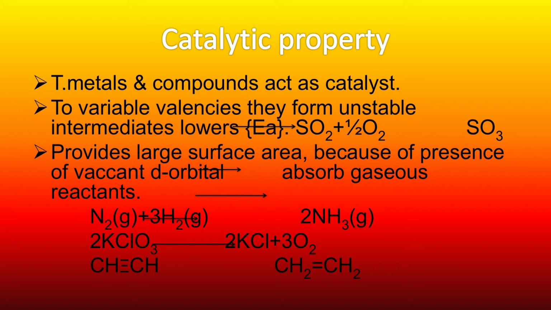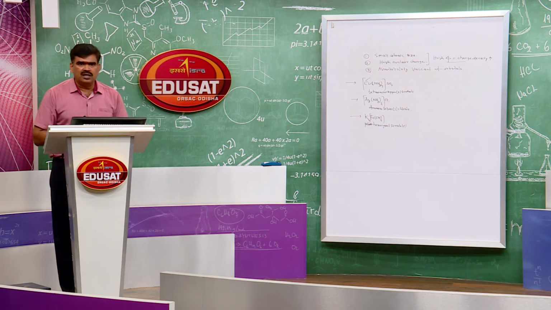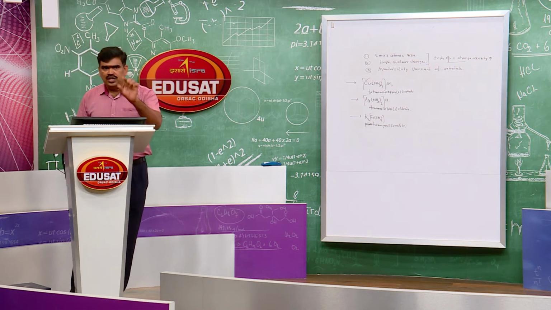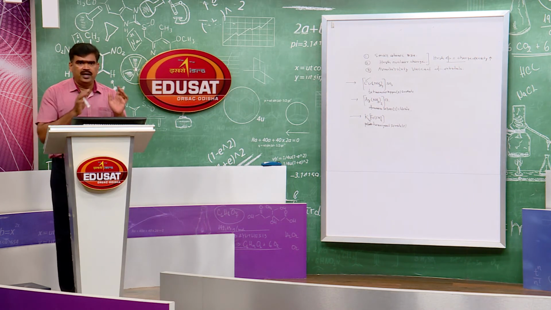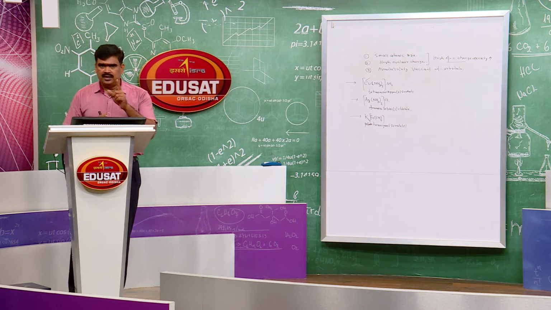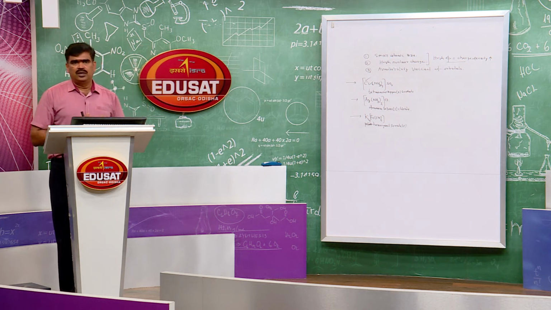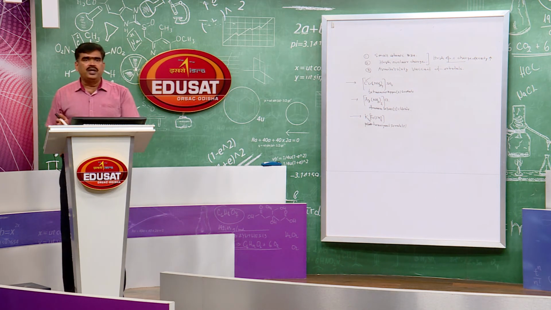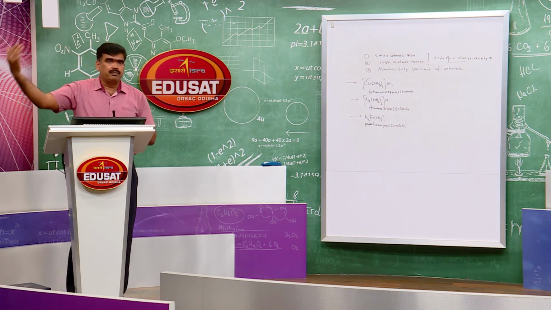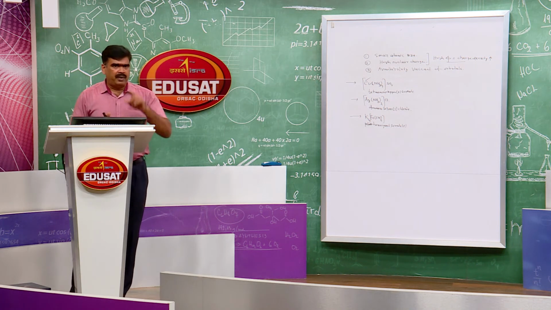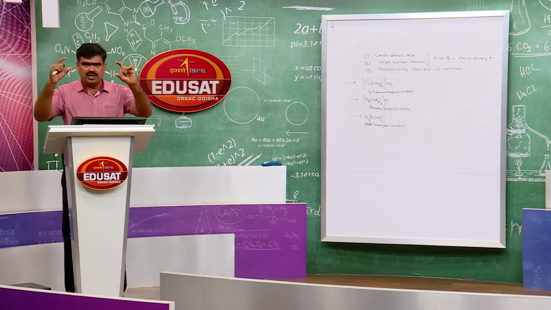Reaction's speed it will either increase or decrease. It will increase or decrease the speed of reaction. And most of the catalysts are nothing but transition metals and their compounds. One of the famous reactions, in the oxygen family, you must have studied that in the contact process, when we are manufacturing sulfuric acid, in the first step was the formation of sulfur dioxide.